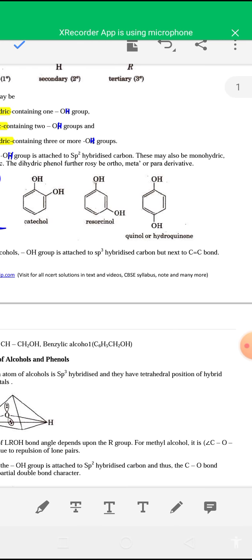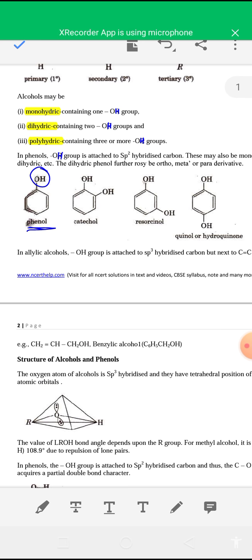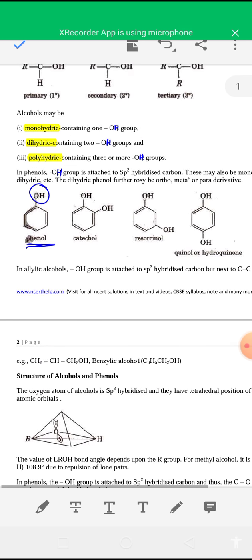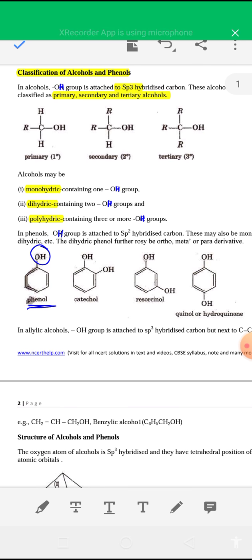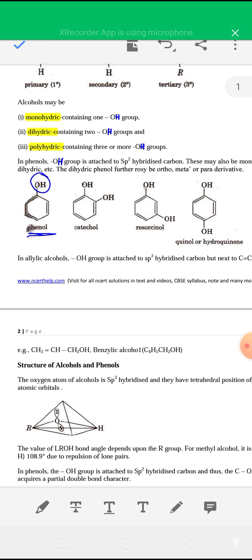And phenol also may be monohydric, dihydric. Here different examples are given. Only phenol is a monohydric phenol. Catechol is a dihydric phenol. You can also say these are one type of alcohols because OH group is present, but these are aromatic alcohols. Phenol, catechol, resorcinol, quinol, these are aromatic alcohols.